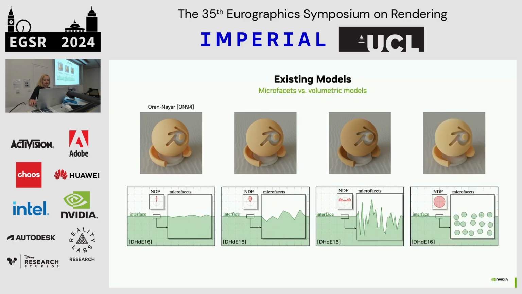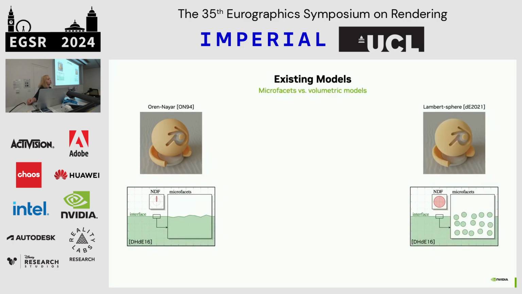Now, on the other hand, we can also represent materials volumetrically. Recently, in 2021, there was a paper about Lambertian spheres, where you have spheres diluted in some kind of medium, disconnected, with a Lambertian surface, and they can handle these kinds of volumetric materials. What they cannot do is simulate solid surfaces.